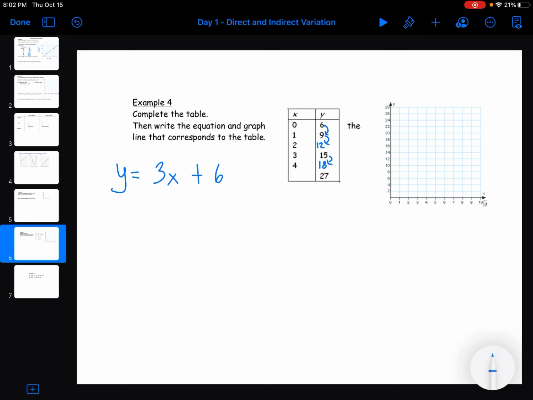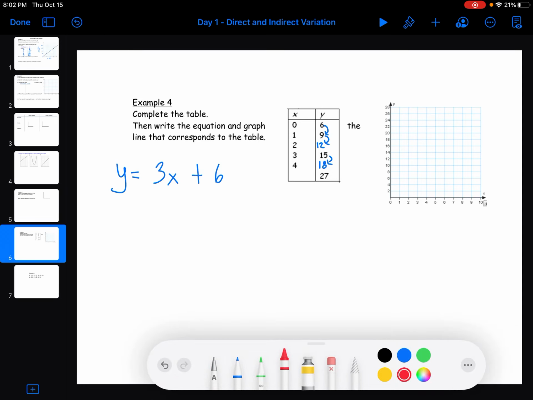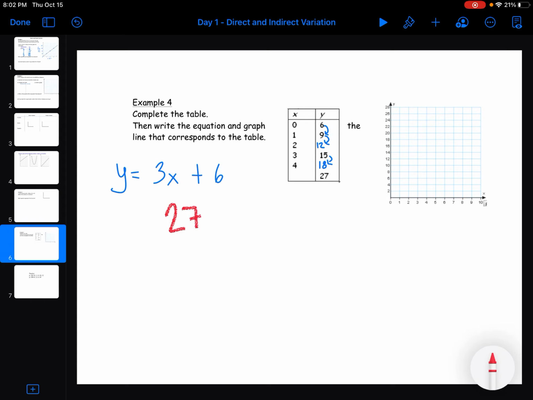Now the last one has y equal to 27. So let's figure it out. I'm going to just use a pencil or a crayon here. So we have 27 equals 3x plus 6. I need to subtract that 6 to get it to the other side because we want to solve for x. So we get 21 equals 3x. And then divide by 3, we get x equals 7. So I'll put our 7 in there.